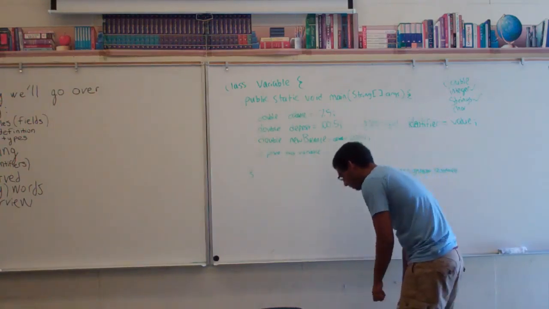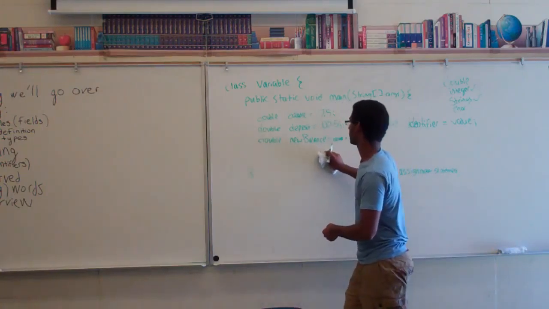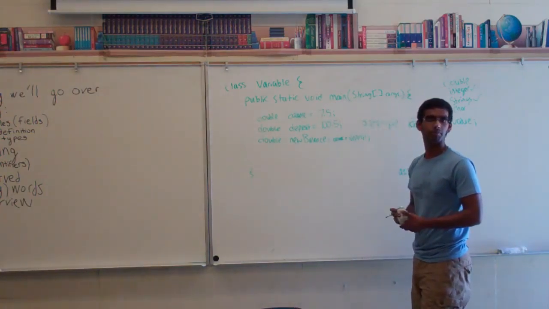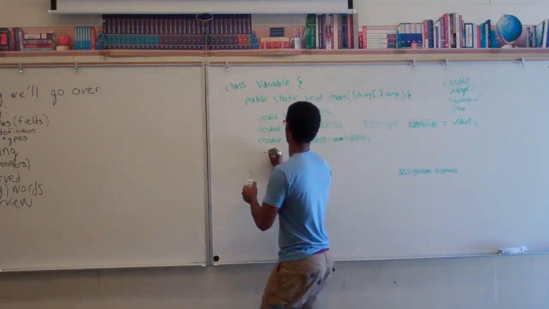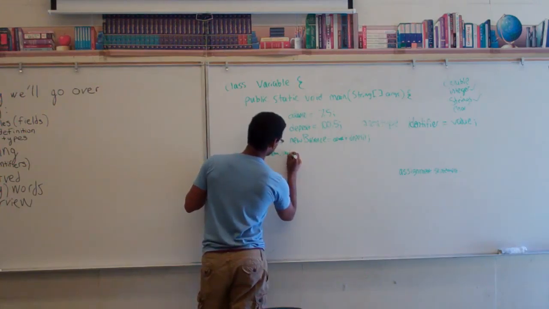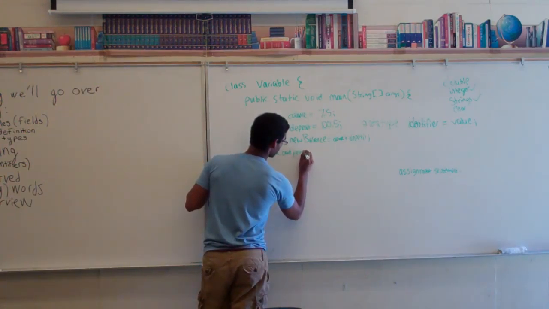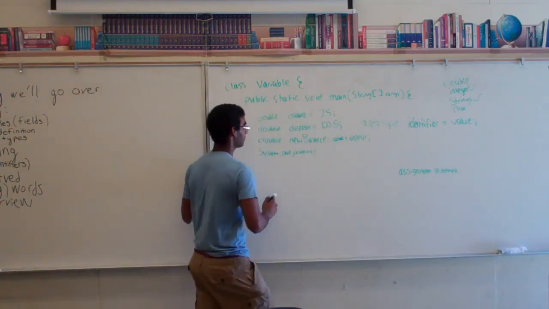And now we have to print this variable. Do you want to give me the code to do that? How would you print new balance? System dot out print. Yep, good job.